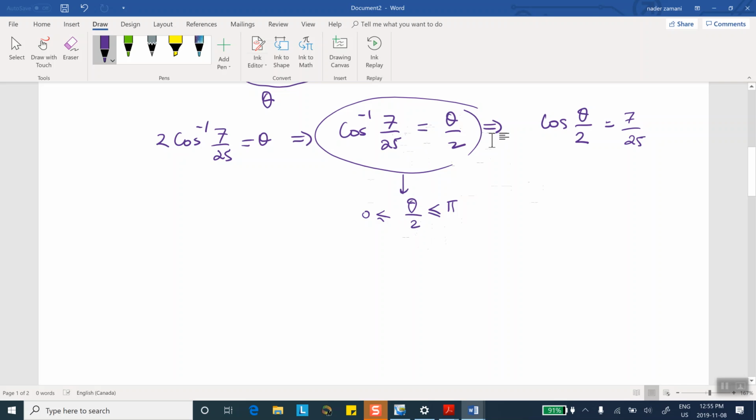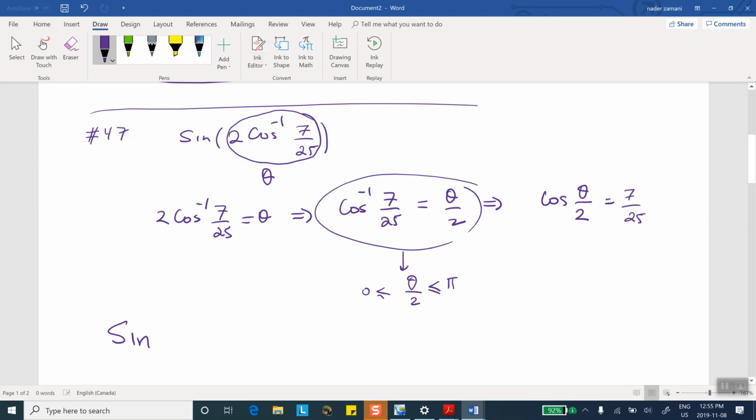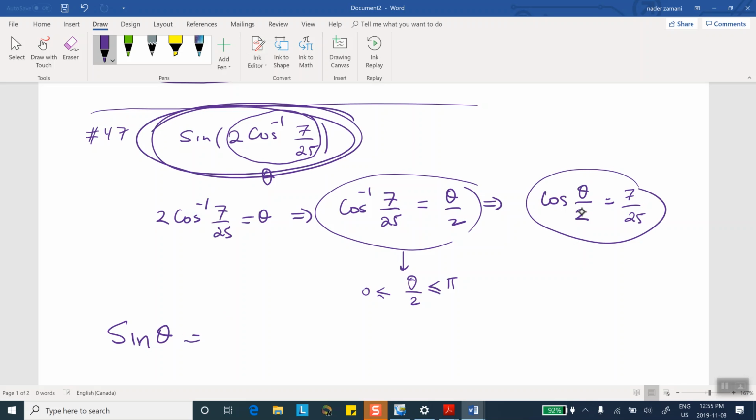Go find out, when you write cos inverse equal to something, what is the range of values that something can reside in. But anyway, what do we want? We want sine of theta. Now we have cosine of theta over 2. So we have a trig identity which says sine of theta is 2 cos squared.